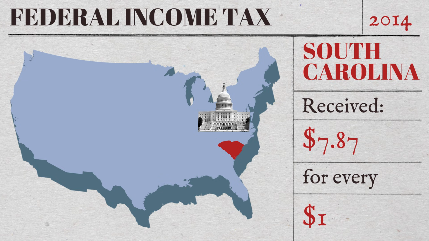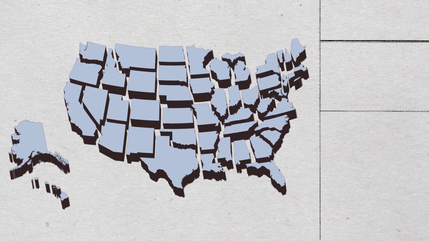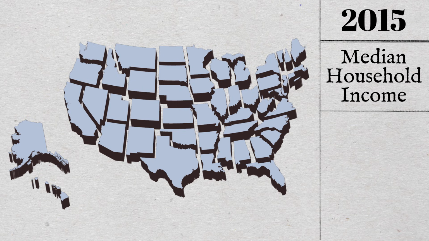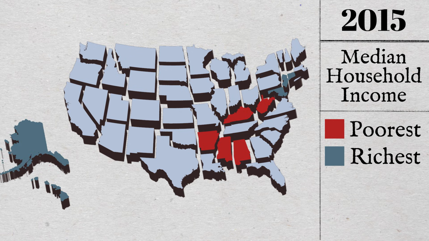But without federal taxation, each state's economy would be much more independent, and that's because state wealth varies wildly, with Mississippi, Arkansas, West Virginia, Alabama, and Kentucky ranking on the tail end of the poorest states in 2015, while Maryland, Hawaii, Alaska, New Jersey, and Connecticut were on the high end based on median household income.